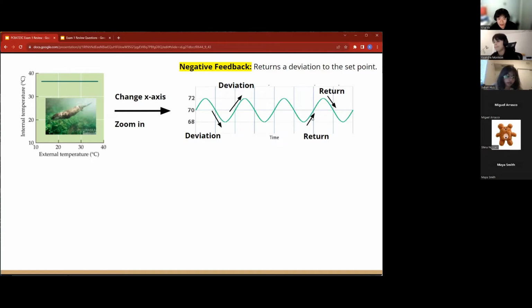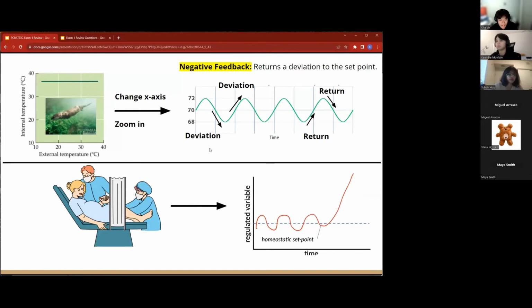On the exam, you might get answer choices that sound similar, that sound like they're describing negative feedback, but make sure the answer choice would be something along this line: you have a deviation and you go back to the set point.